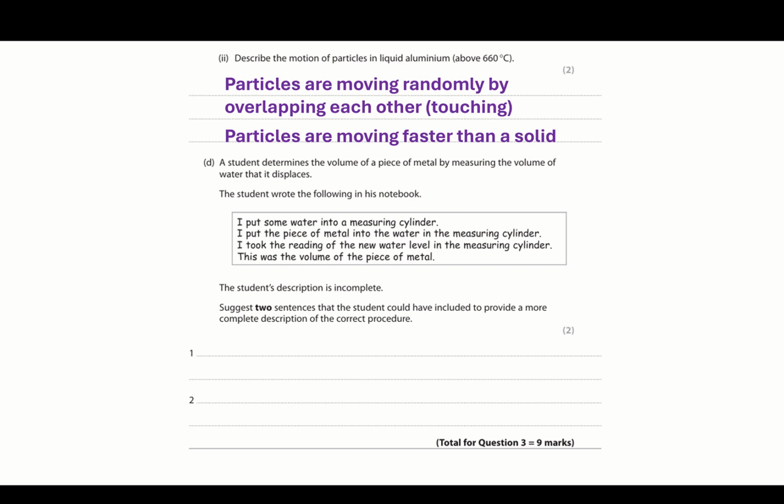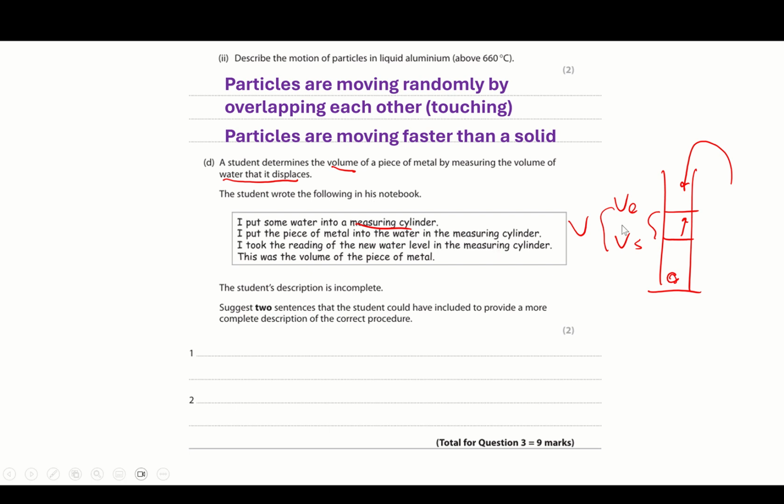Okay, the next one. The student wants to determine the volume of a piece of metal by measuring the volume of water it displaces. So they're going to get a measuring cylinder, they're going to put some water in it, they're going to add the object, the water will rise, and we know that this difference between volume at the start and the volume at the end, that's the volume displaced. So we've just got to put that into words. So suggest 2 sentences they could have included to provide a more complete method.